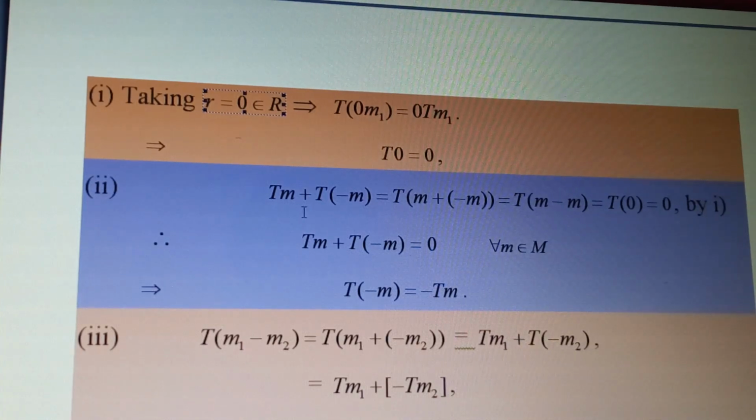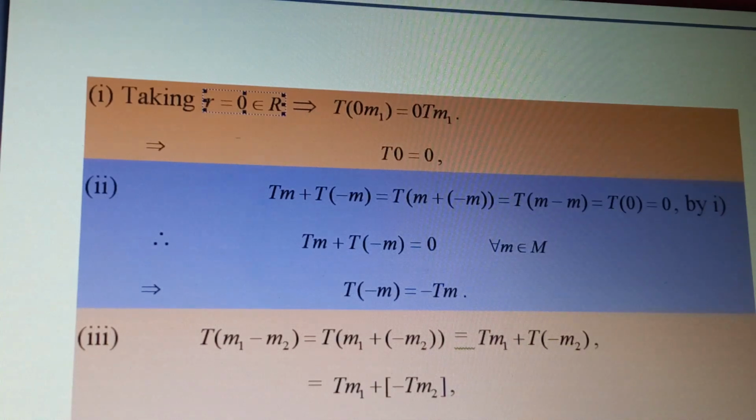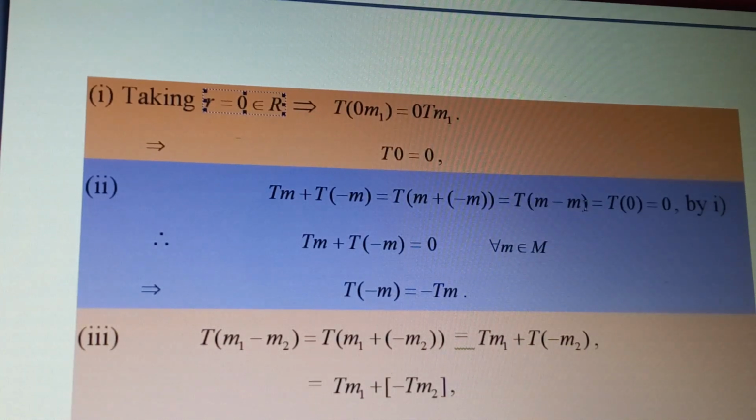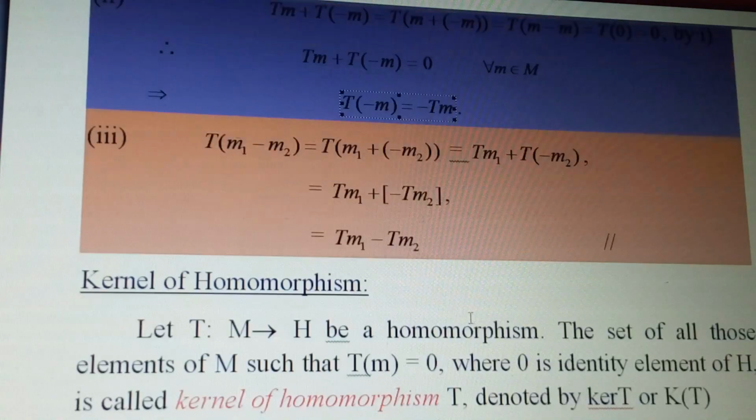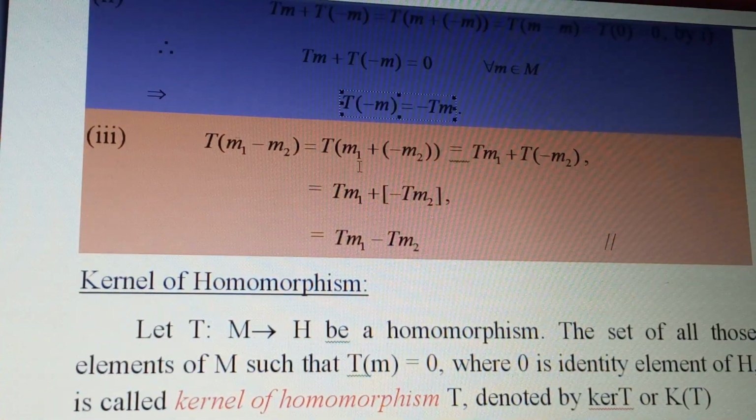Second condition: T(m) + T(-m) = T(m + (-m)). Again the definition applies here: m + (-m) means 0, and T(0) = 0. Therefore T(m) + T(-m) = 0, and this shows that T(m) is the additive inverse of T(-m), or T(-m) is the additive inverse of T(m). We get this result. Third condition: T(m1 - m2) = T(m1 + (-m2)) = T(m1) + T(-m2) = T(m1) + (-T(m2)), and this is the result, meaning T(m1 - m2) = T(m1) - T(m2).